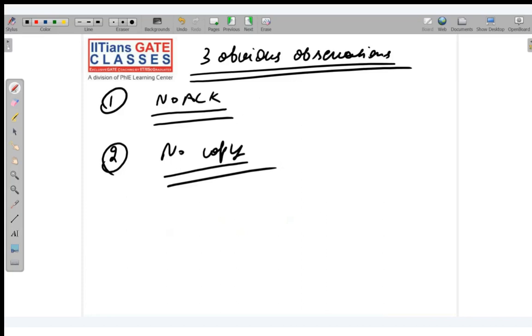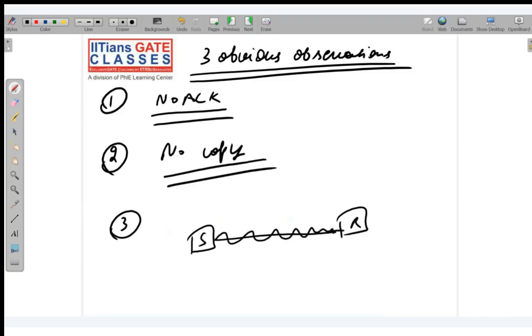Next, the third important point: there should be a minimum duration of the frame. Let me tell you that. For example, this is the sender and this is the receiver. This is the medium. Chances are that the sender has started sending data, and just before the receiver, a collision occurred. Why? Because the receiver also tries to send data, or some other station tries to send data, whatever the case. So just here a collision has occurred.